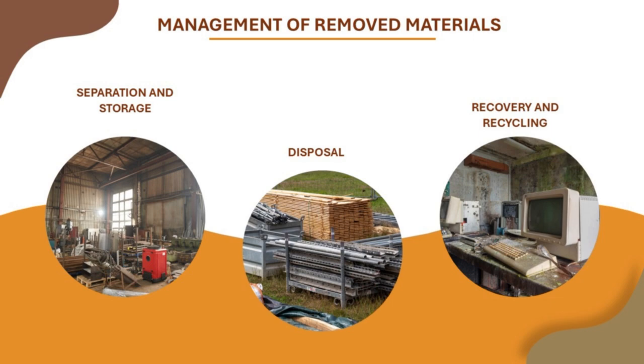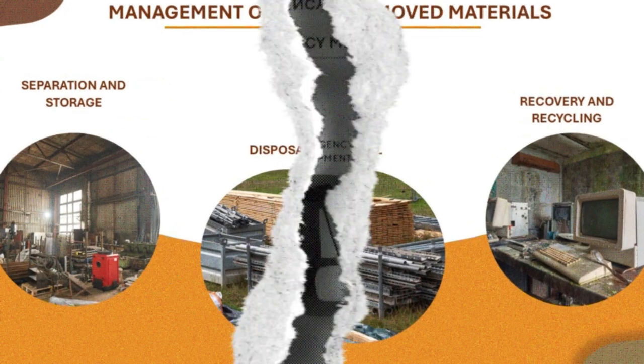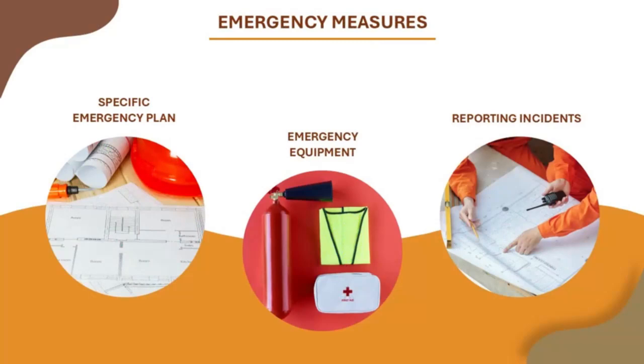For hazardous materials, e.g. oils, gas, asbestos, follow the specific legal instructions and ensure waste tracking. Recovery and recycling. Promote the recovery of recyclable materials, such as copper, aluminum or steel, to reduce environmental impact. Emergency measures. Specific emergency plan.